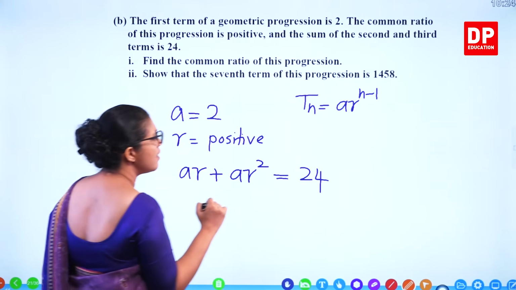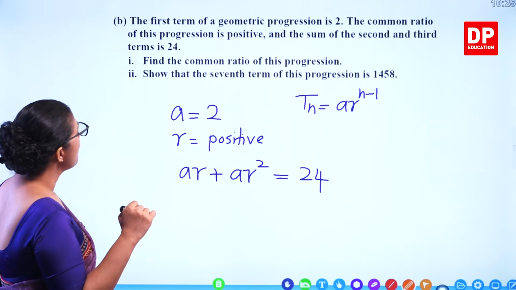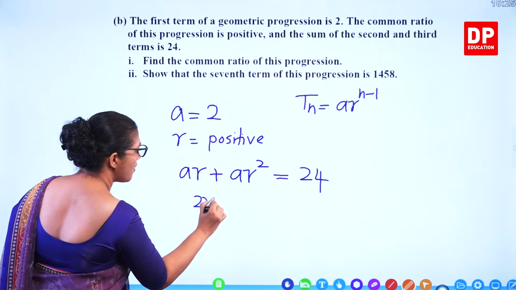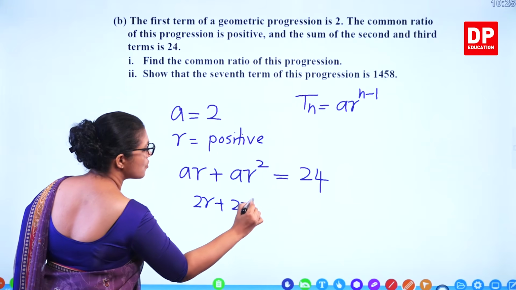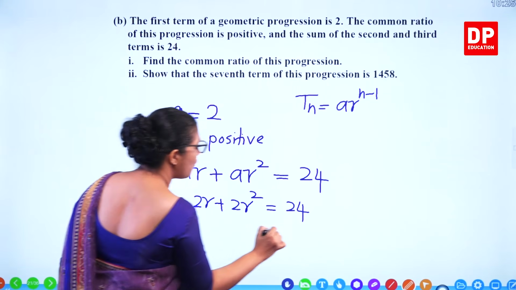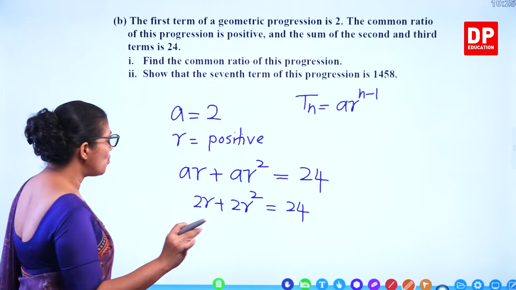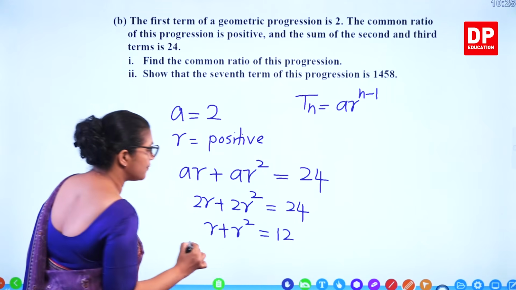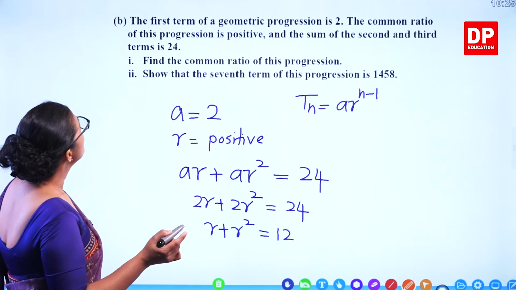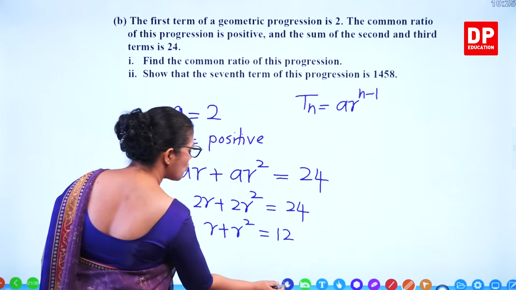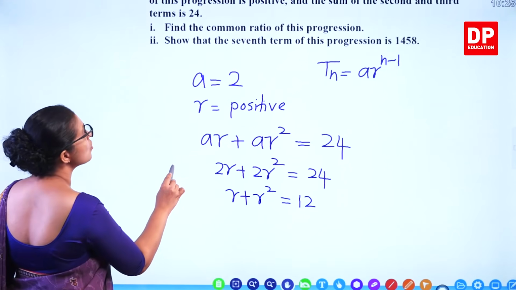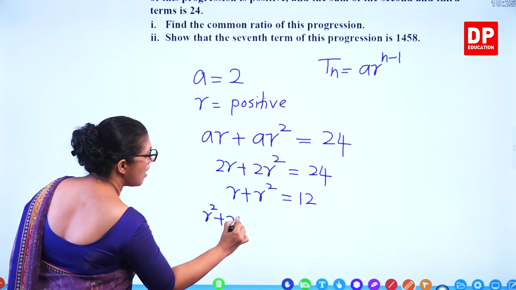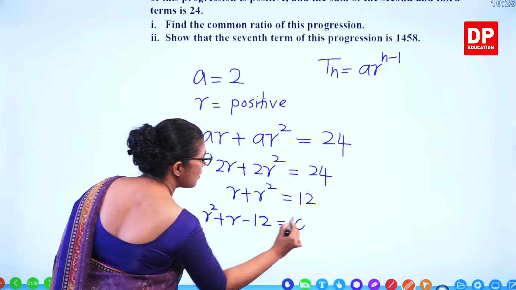The sum of the second and the third terms is 24, so you can write an equation. We know a equals 2, so substitute: 2 times r is 2r, plus 2 times r squared, and this is 24. Divide everything by 2: r plus r squared is equal to 12. So you can take all terms to one side. This is a quadratic equation. Solve: r squared plus r minus 12 equals 0.